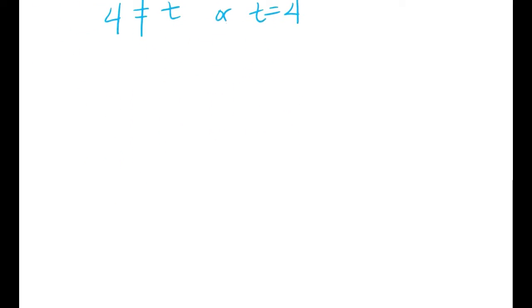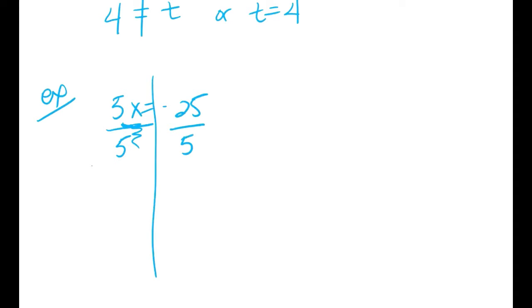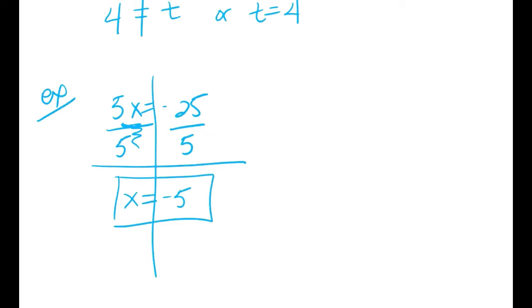Okay, let's do another one. What if I had 5x equals negative 25? We identify the variable. Here is x. Again, I see it's being attached by multiplication. So I undo multiplication with division. And negative 25 divided by positive 5 gives me a negative 5. So x equals negative 5.